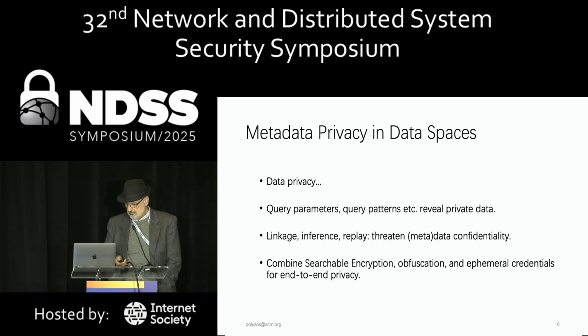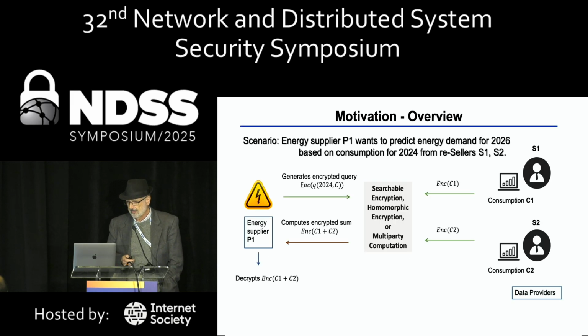And we are using a number of standard tools from cryptography and privacy enhancing technologies: searchable encryption, obfuscation, ephemeral credentials, to get better end-to-end privacy, including metadata privacy.